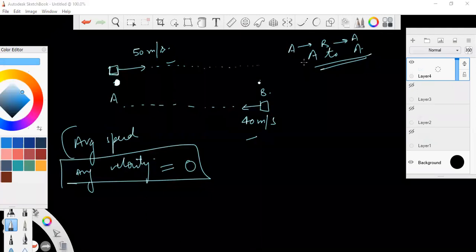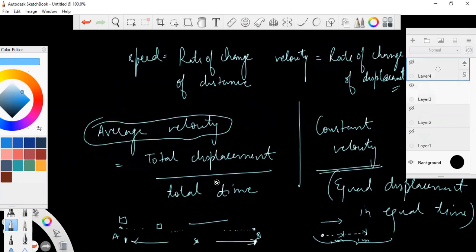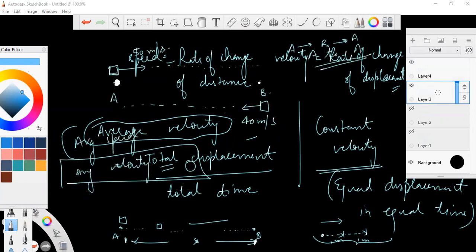What I told you is that average velocity in the previous screen is total displacement by total time. Similarly, average speed should be what? Total distance by total time, right? Like I've written here, speed is the rate of change of distance and velocity is the rate of change of displacement. So if I ask you average speed, that has to be total distance by total time. Is that okay?